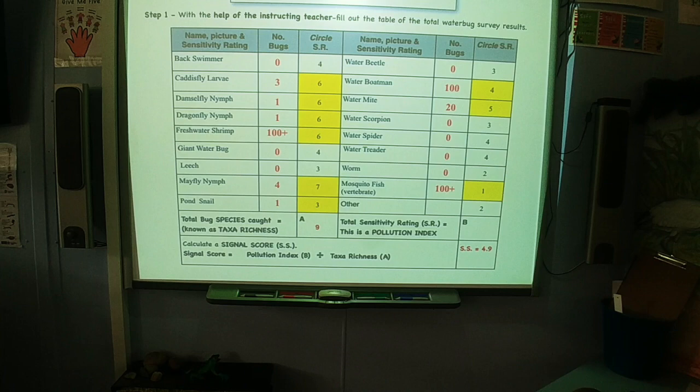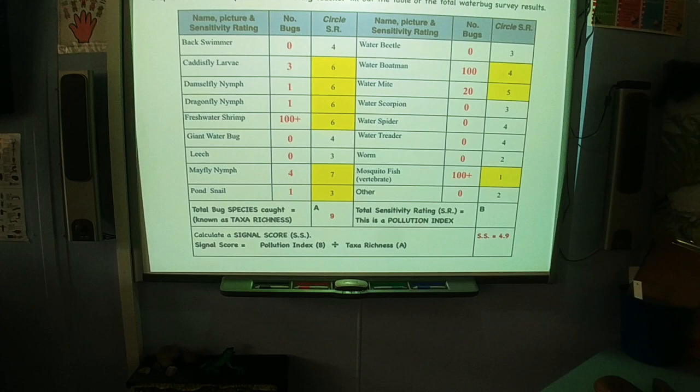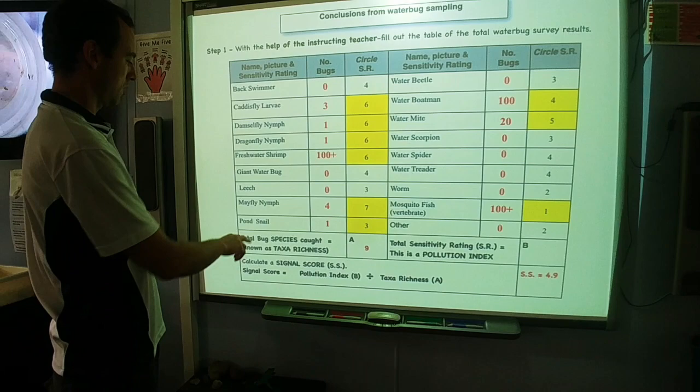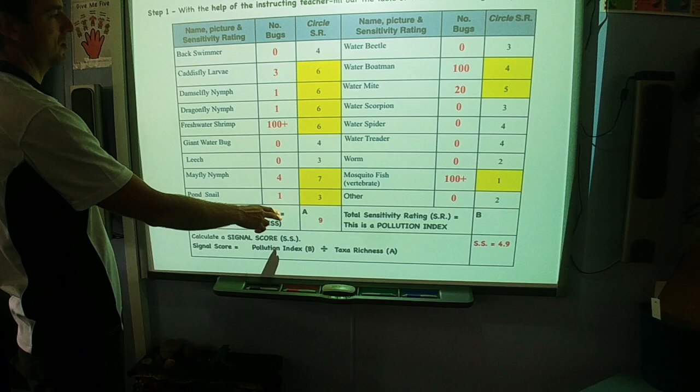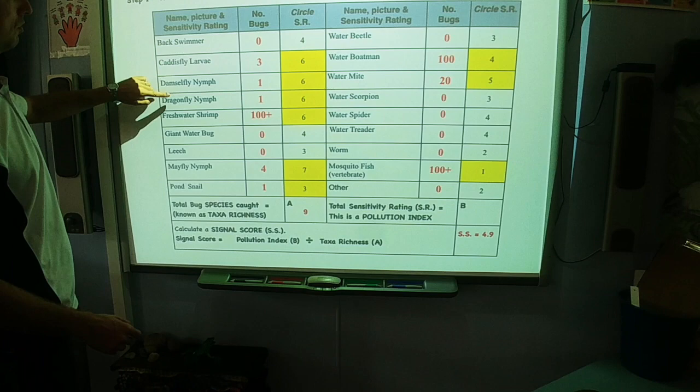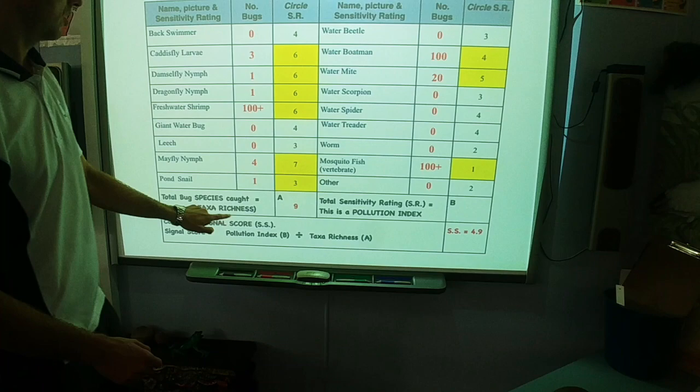Right, so now this is what we need to do. We need to add up the water bugs that we saw. It says total bug species, different species, known as taxa richness. So we add up all our water bugs. We got caddisfly 1, 2, 3, 4, 5, 6, 7, 8, 9. So we caught 9 different species. So we write number 9 in here.